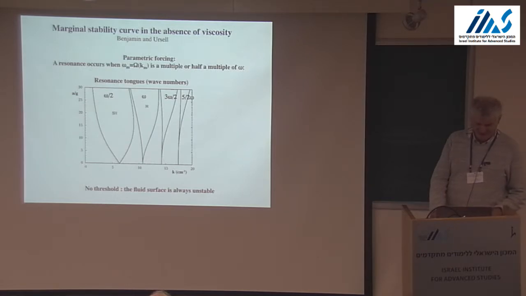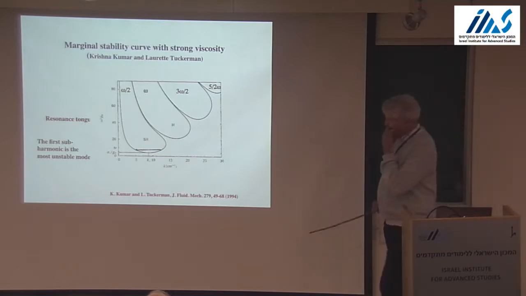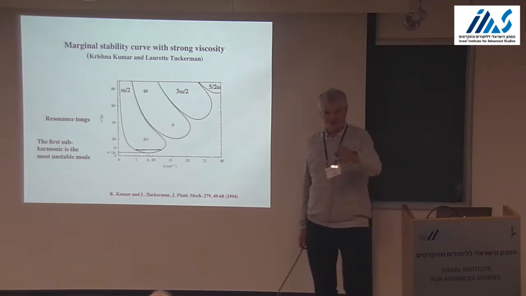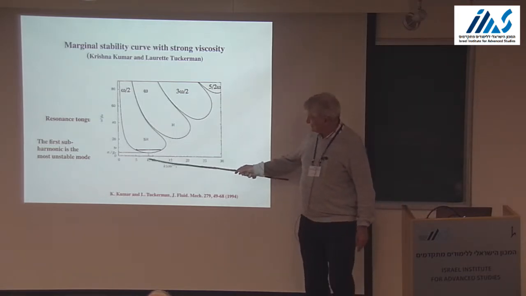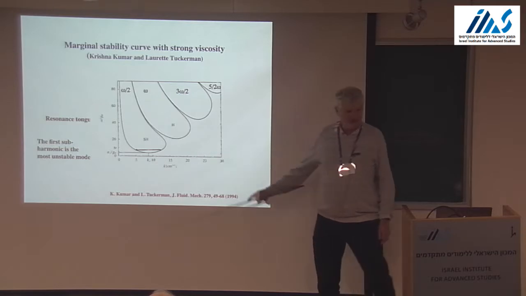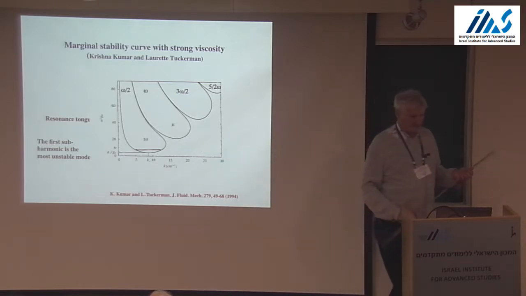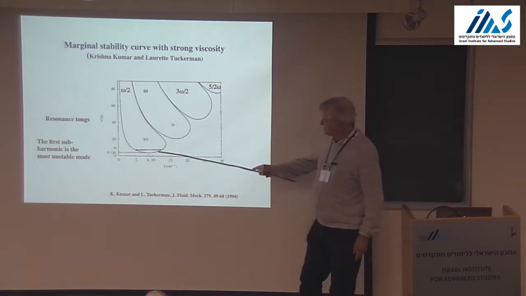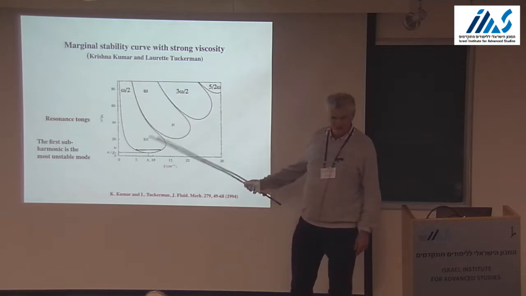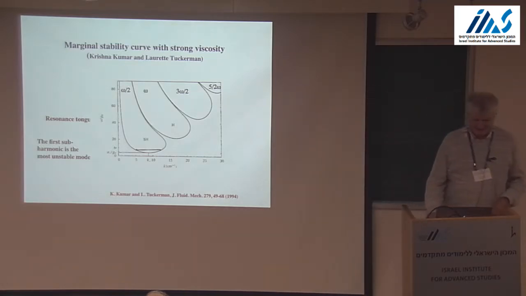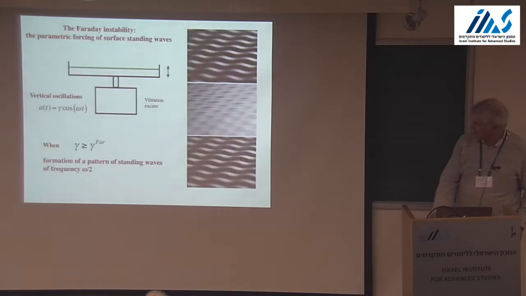If the fluid is viscous, there is a threshold. This was done by Laurette Tuckerman here, and she has shown that there is a finite threshold under which the fluid is stable, and you have several tongues. The most unstable tongue is the one where the waves have half of the forcing frequency. Near the threshold you have linear waves, and above it you have nonlinear waves, and you can also be below the threshold, which will be our experiments. So this is the basic stability.